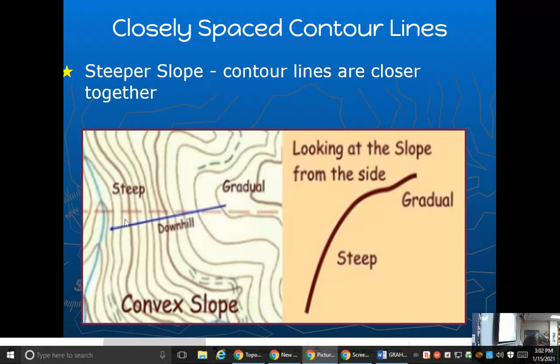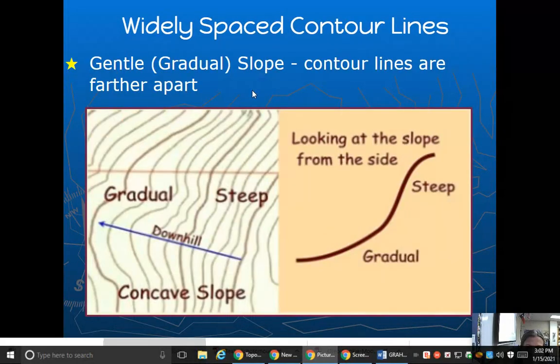So steep is indicated here on the map when the lines are really close together. So we understand this would be a steep part of the mountain. Here where your lines are not close together, it would not be steep. It would be gradual. So what do I mean by gradual?